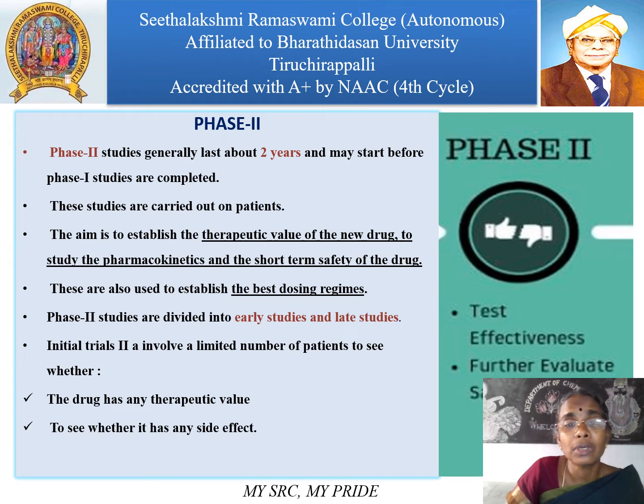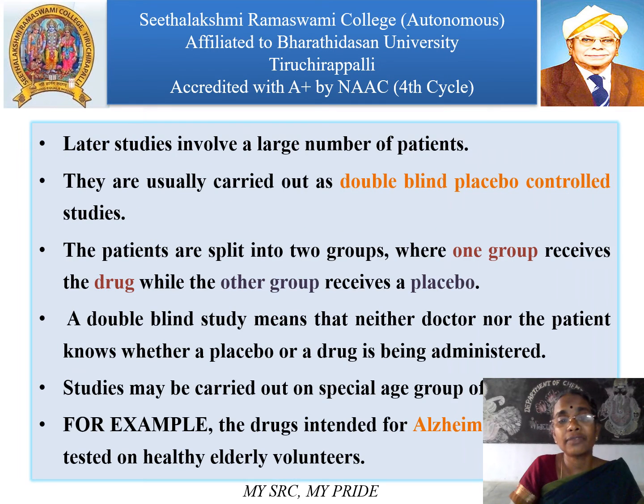These are also used to establish the best dosing regimes, though the dose of the drug should be found out in this case. Phase 2 studies are divided into two types again, that is early studies and later studies. Initial trials, early studies are also known as initial trials, named 2A, involve a limited number of patients to see whether the drug has any therapeutic value and whether it has any side effects. Later studies involve a large number of patients.